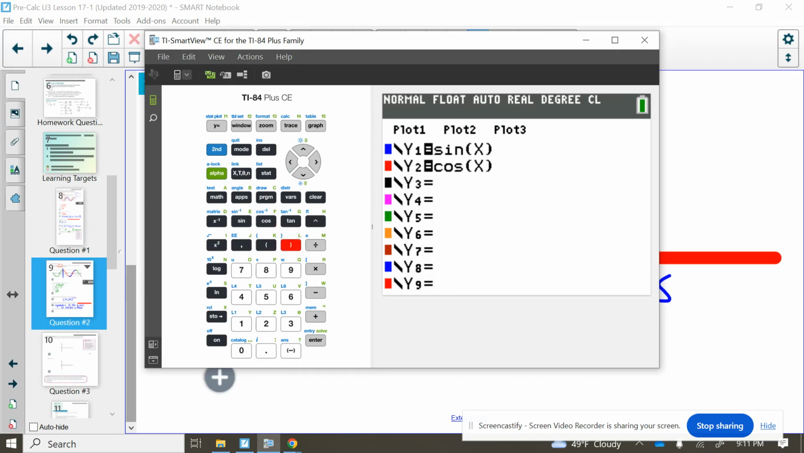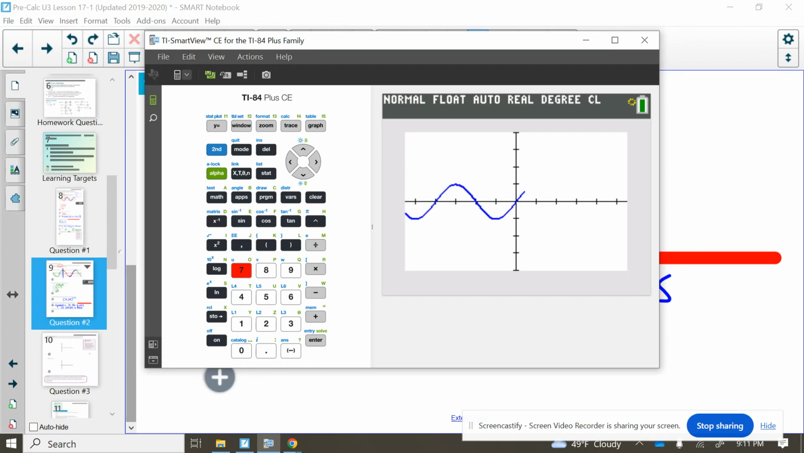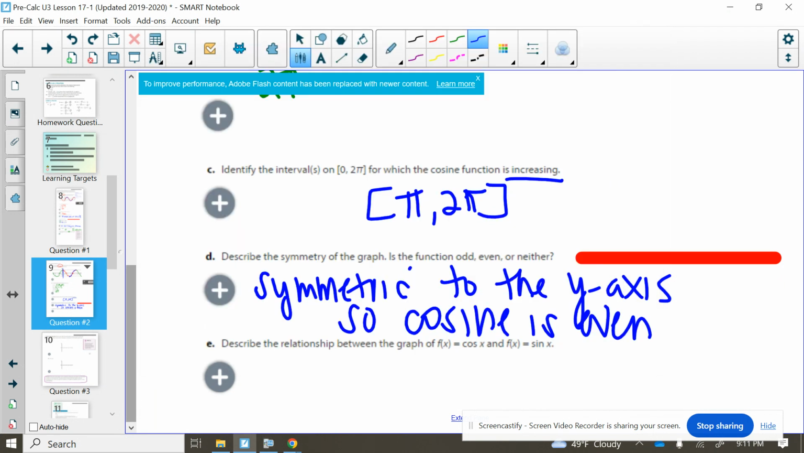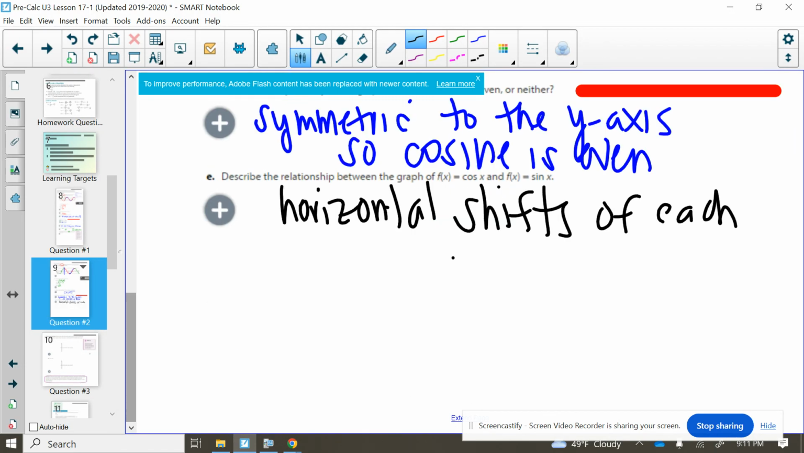Again, if we do a little zoom trick, so zoom option 7, and we look at these two graphs, they essentially are very similar. However, they look like they are horizontal shifts of one another. But otherwise, it has the same amplitude, same period. Otherwise, they look like they are horizontal shifts of each other.